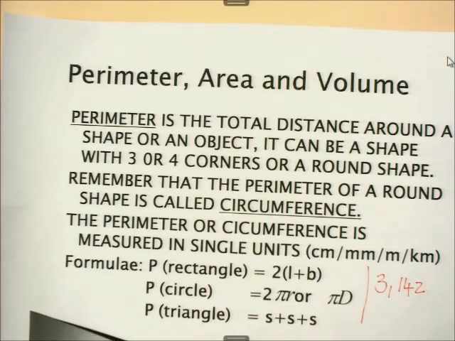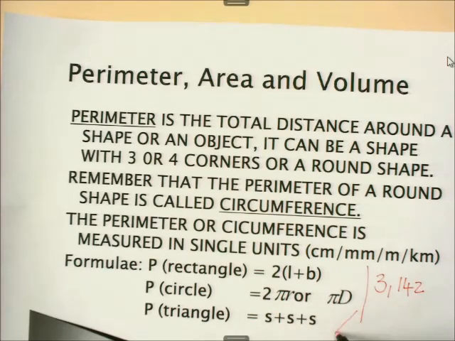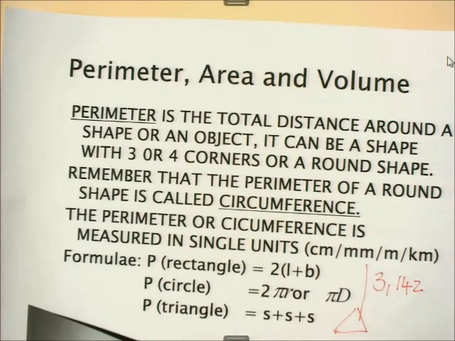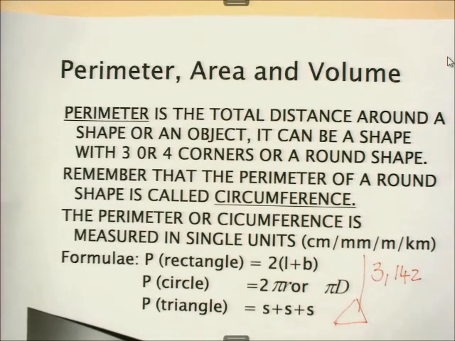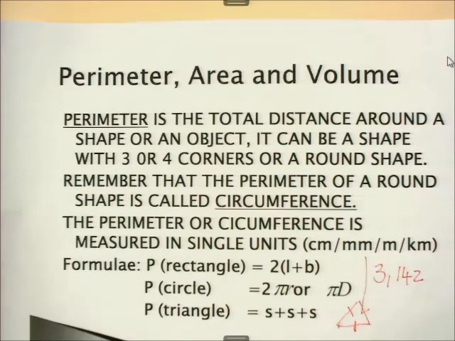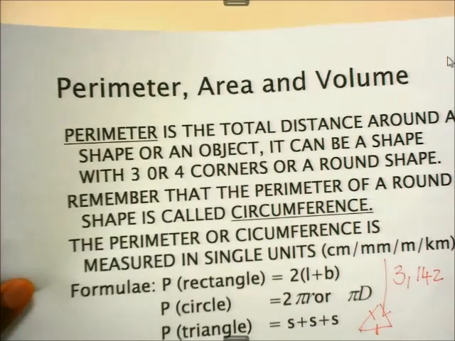Remember that. If you are to calculate the perimeter of a triangle, you will use the formula side plus side plus side. We all know that a triangle has 3 sides, so you add up the values for all these sides. Now, let's go straight to our examples.